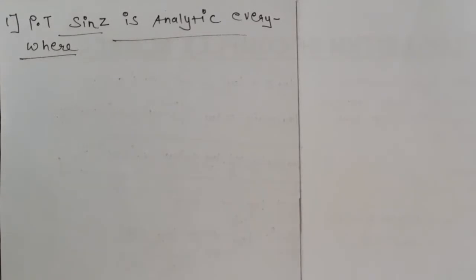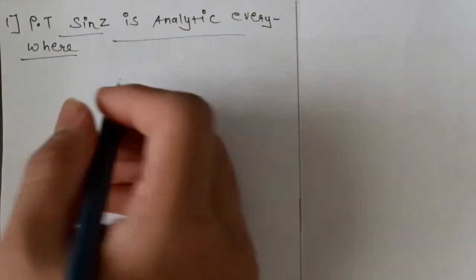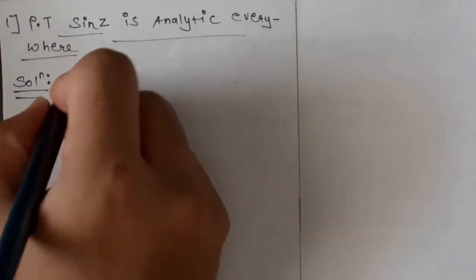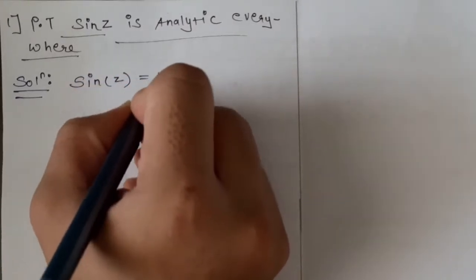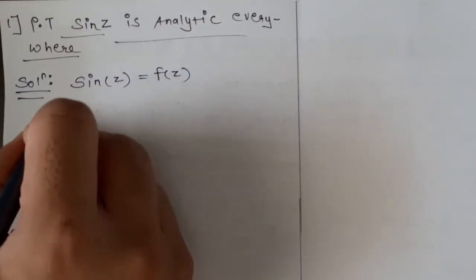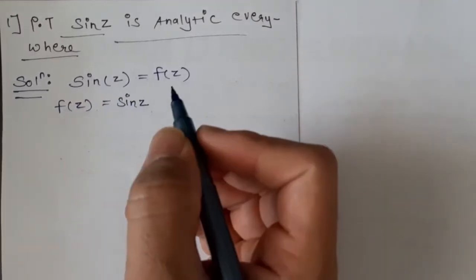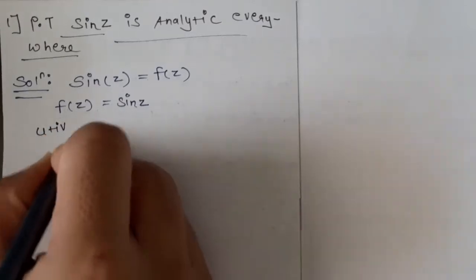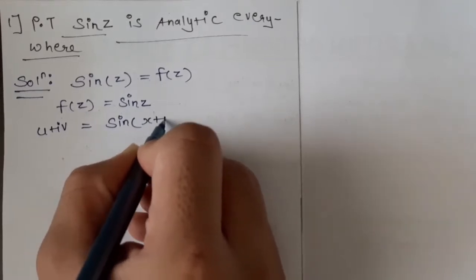Okay, so the first numerical is: prove that sin z is analytic everywhere. So the solution: let f(z) equal sin z. Now we know that we can write u plus iv in the place of f(z), and in the place of z we can write x plus iy.